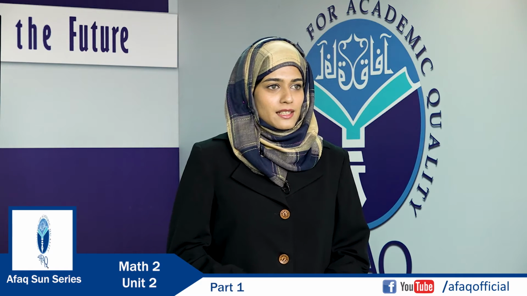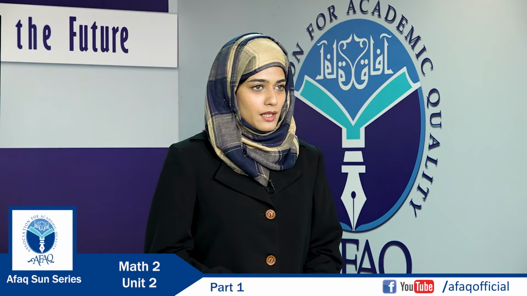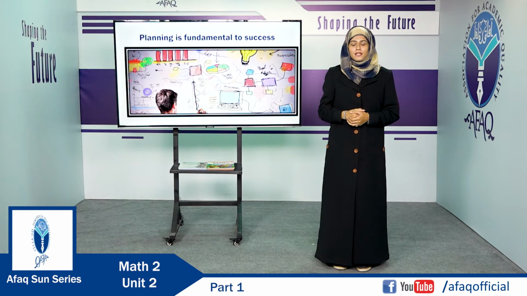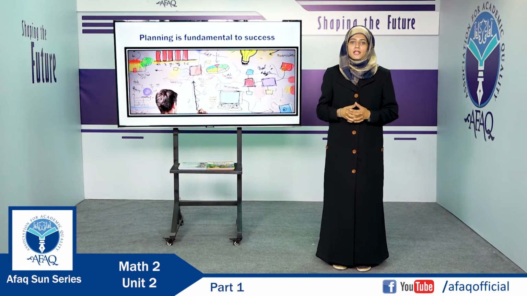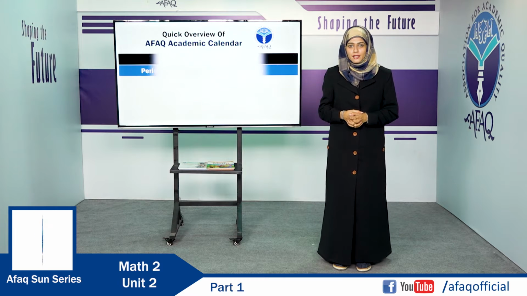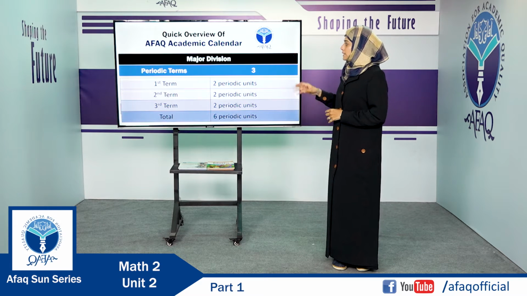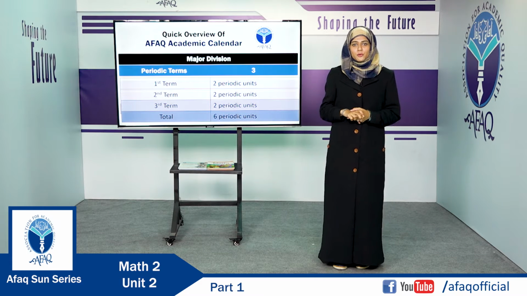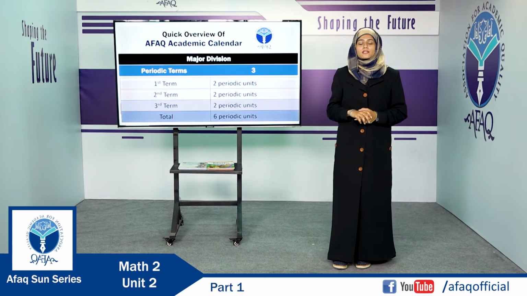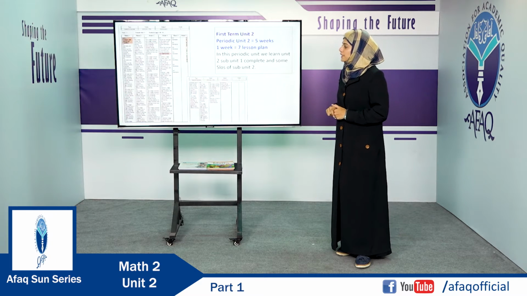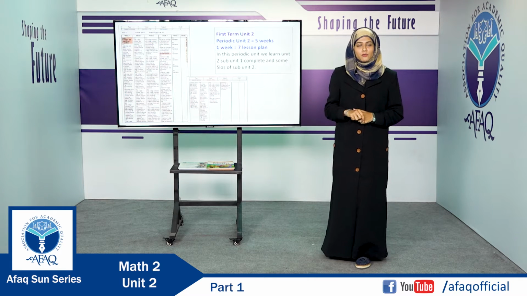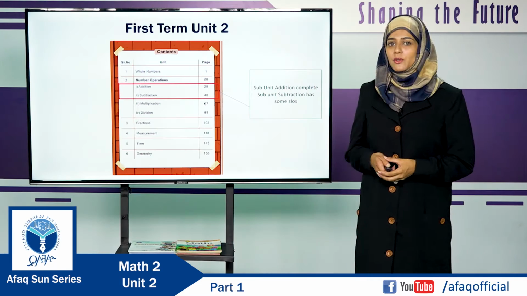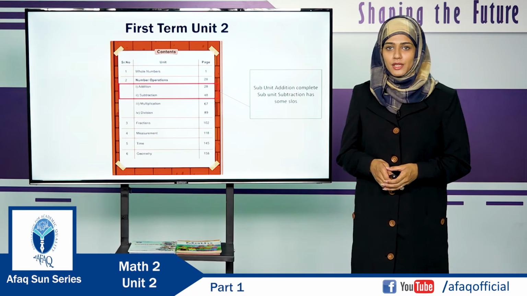Before moving towards the lesson, I want to tell you the fact about AFAQ. What makes AFAQ unique? This is the planning. Planning is the key of success, and without planning we face a lot of problems. So AFAQ has given us the academic calendar for this planning. This academic calendar is divided into 3 periodic terms, and each periodic term consists of 2 periodic units, and each periodic unit consists of 6 weeks, in which 5 weeks are allocated to learning and teaching and 1 week is for assessment. Okay, let's start our unit number 2, in which we are going to discuss addition and subtraction topics.